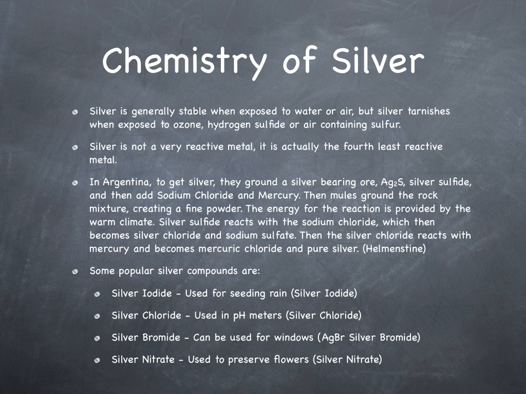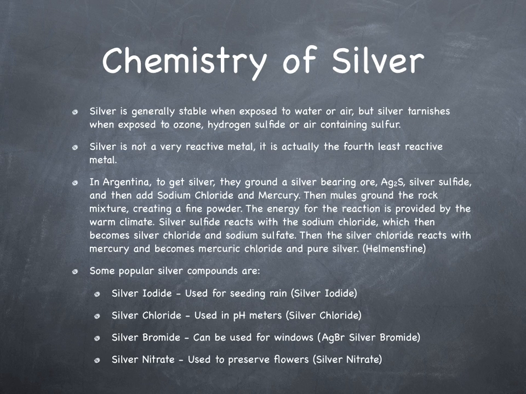Chemistry of silver. Silver is generally stable when exposed to water or air, but silver tarnishes when exposed to ozone, hydrogen sulfide, or air containing sulfur. Silver is not a very reactive metal. It is actually the 4th least reactive metal.